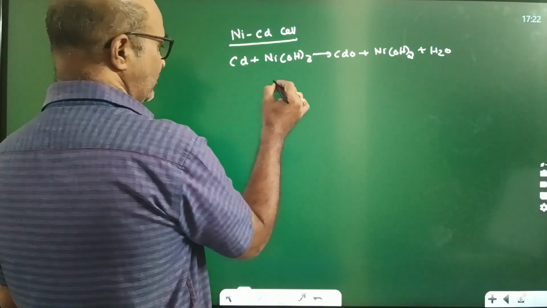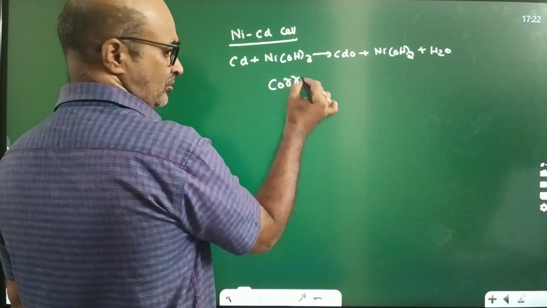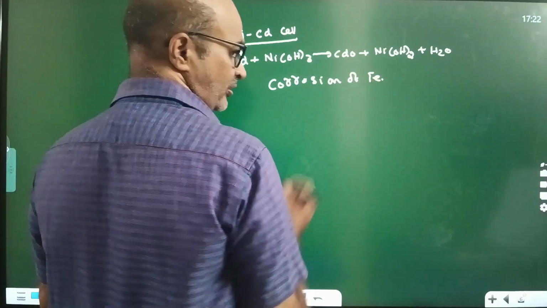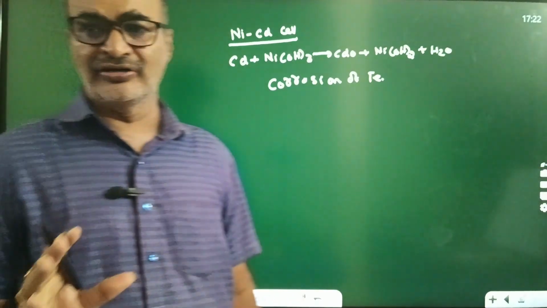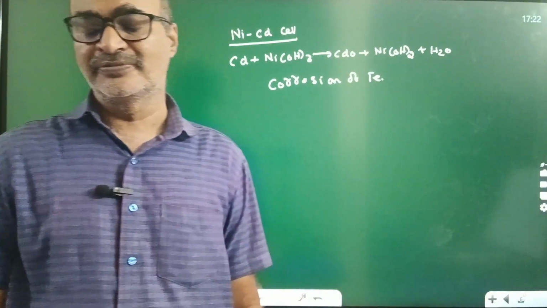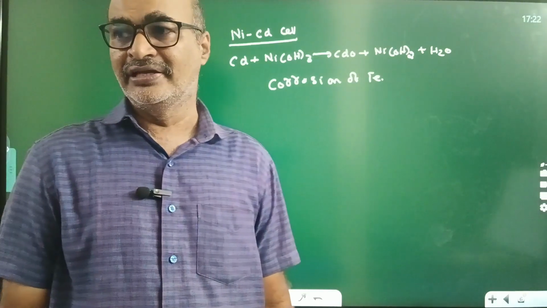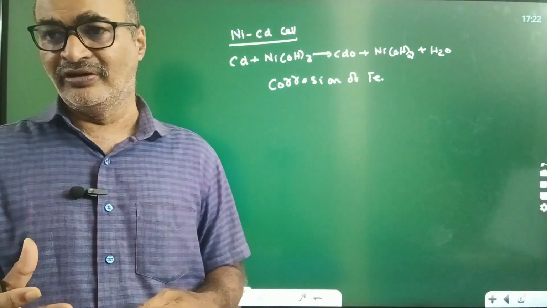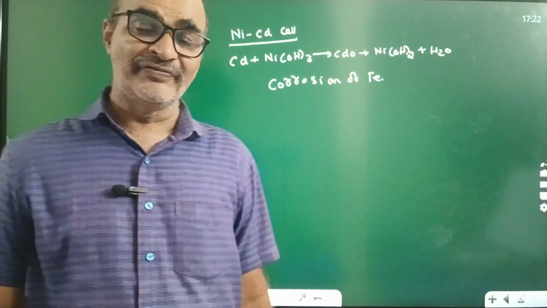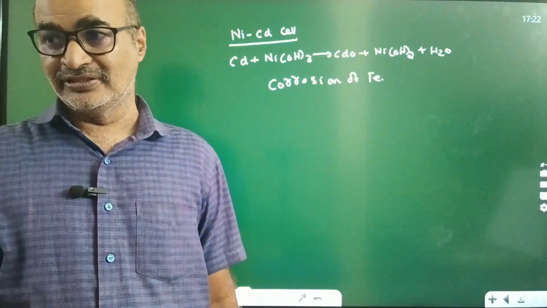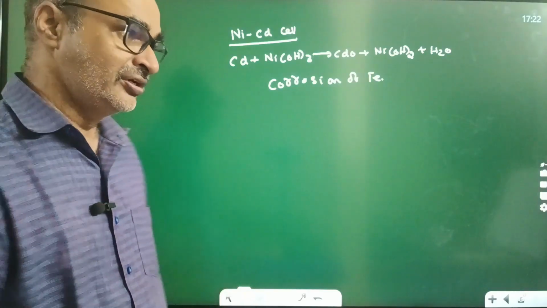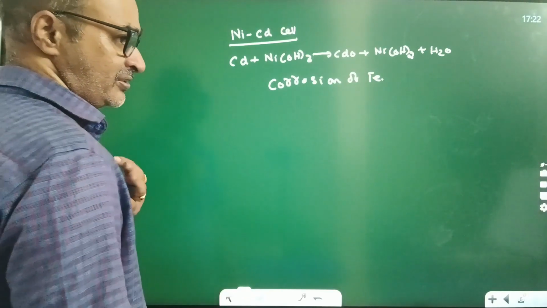Next, corrosion of iron. Okay, in the presence of acid, iron undergoes corrosion. Okay, CO2 gas is present in air. When rain comes, CO2 mixes with rainwater and forms carbonic acid H2CO3. So in the presence of H2CO3, iron undergoes corrosion. What type of reactions take place?